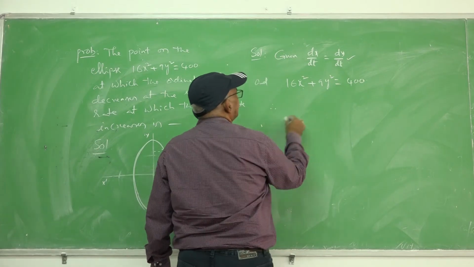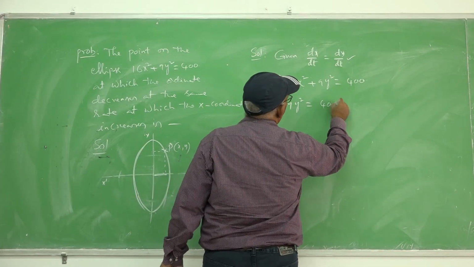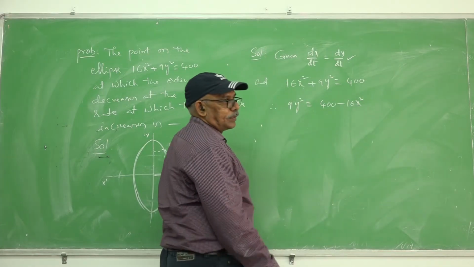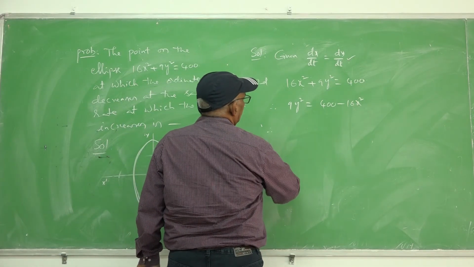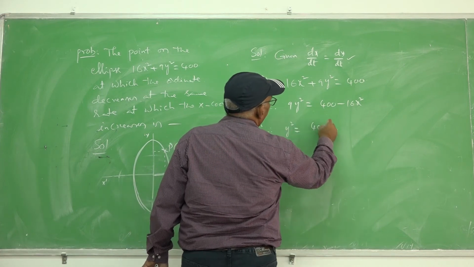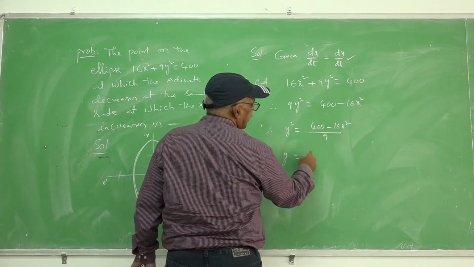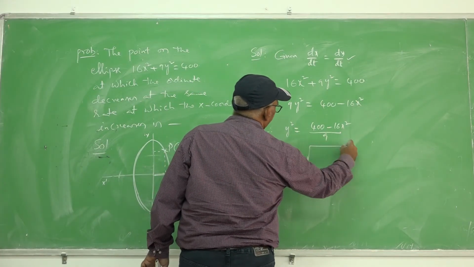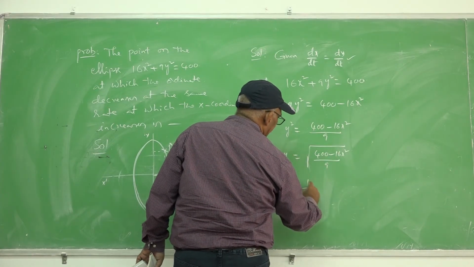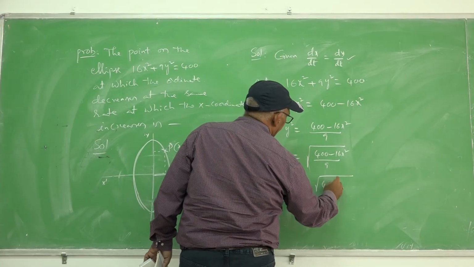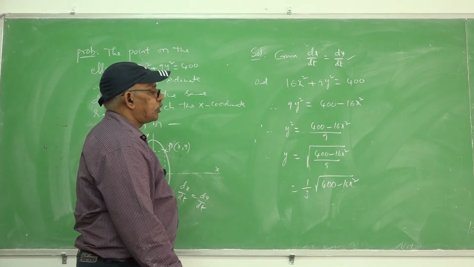Therefore, 9y square equal to 400 minus 16x square. That is y square equal to 400 minus 16x square by 9. Y takes the value under root 400 minus 16x square by 9, which is nothing but 1 by 3 into root over 400 minus 16x square. Y completely in terms of x.